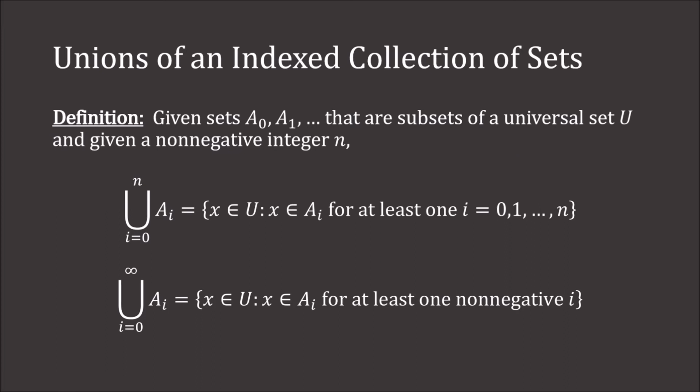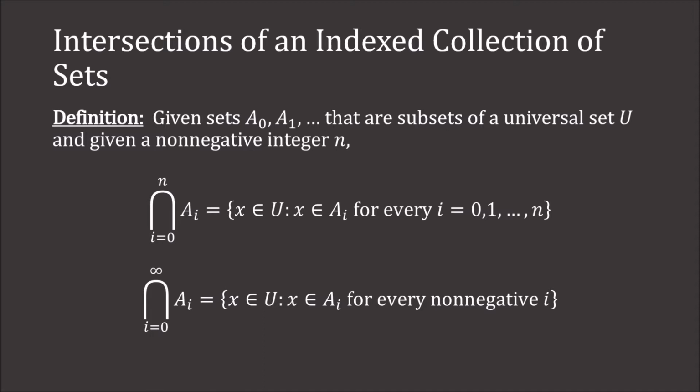Well, we also have intersections of an indexed collection of sets. Again, there's two of them, a finite and an infinite. The intersection from i equals 0 to n of a sub i, this is the finite intersection, is the set of all x in U such that x is in a sub i for every i from 0 to n. So this says it's the set of all elements in our universe that appear in every single a0, a1, a2 through an.